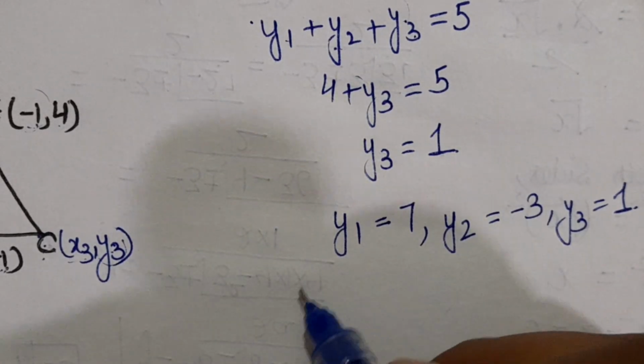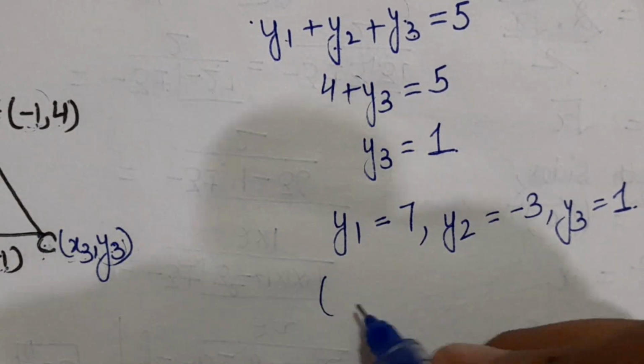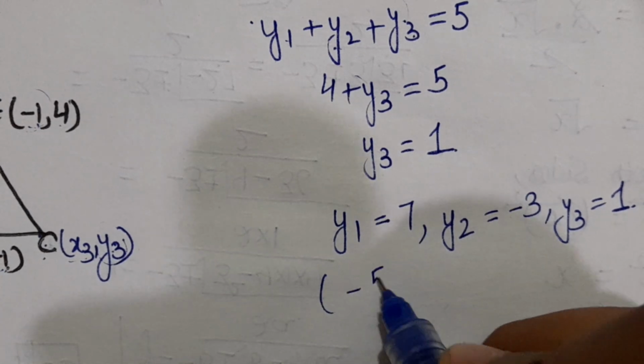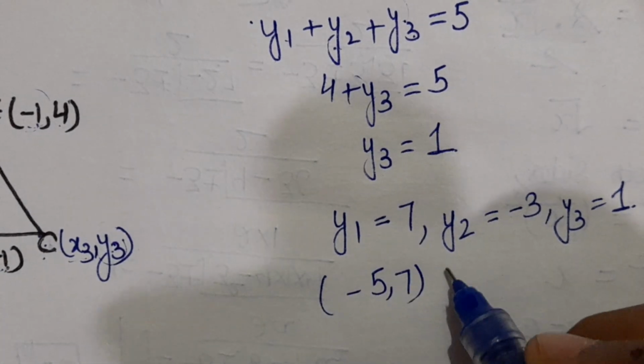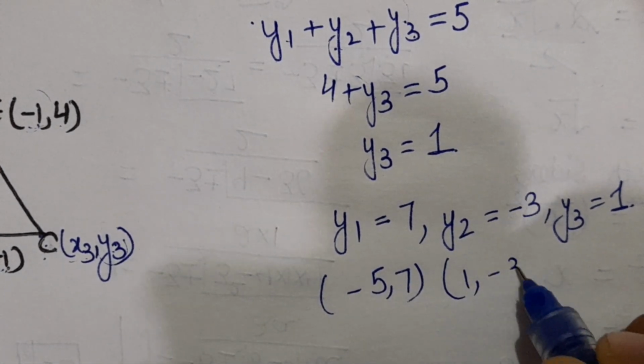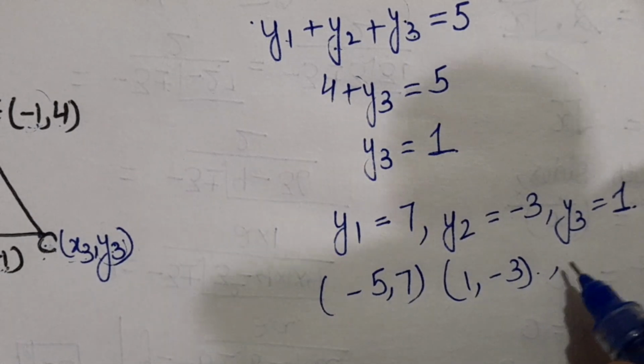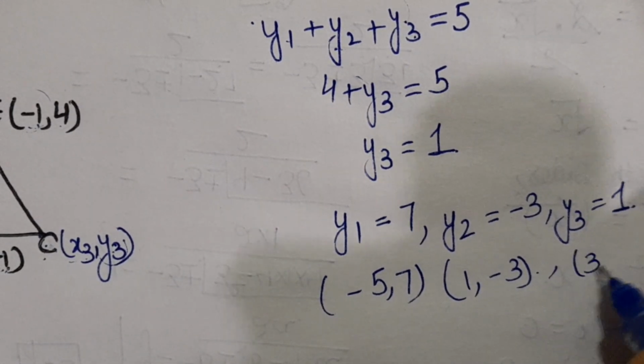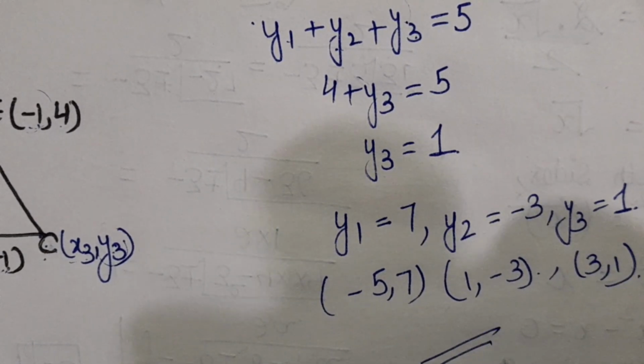So all three vertices are: (x1, y1) is (-5, 7), (x2, y2) is (1, -3), and (x3, y3) is (3, 1). These are our answer.